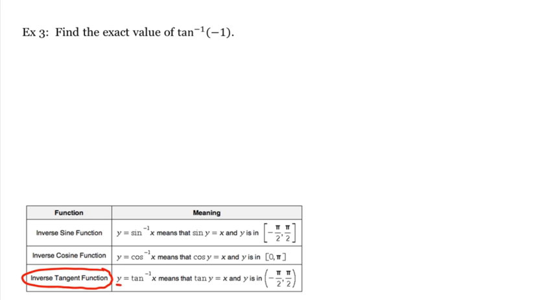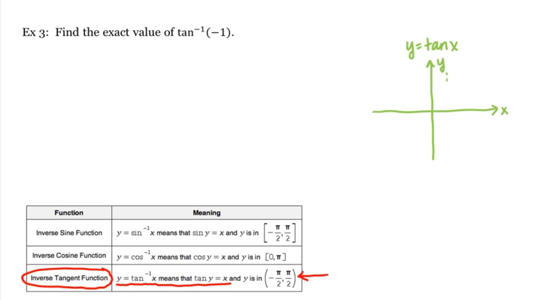So y equal inverse tangent of x means that tangent of y is equal to x, and moreover, y has to be in this interval, -π/2 to π/2. So let's take a look at the graph of tangent to see why this interval works. Now y equal to tangent of x looks like this. Here's the y-axis. Here's the x-axis.